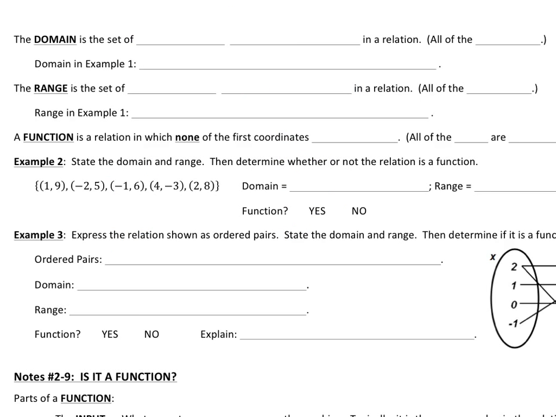Okay, so let's look at a few more examples, or a few more definitions, I'm sorry. The domain is the set of all first coordinates in a relation. So that means that it is all of the x values when you look at ordered pairs.